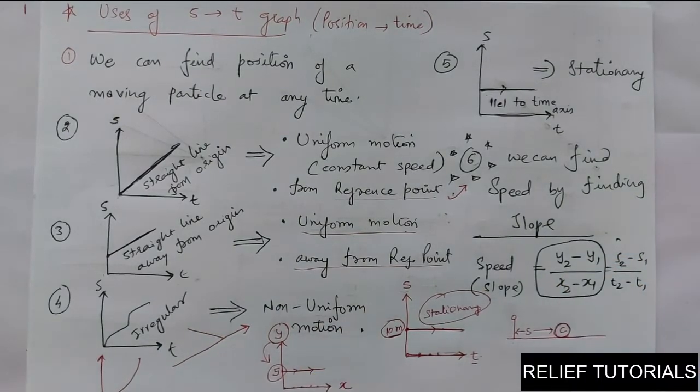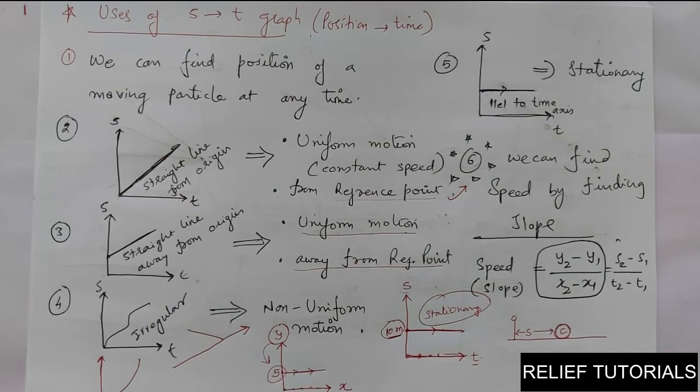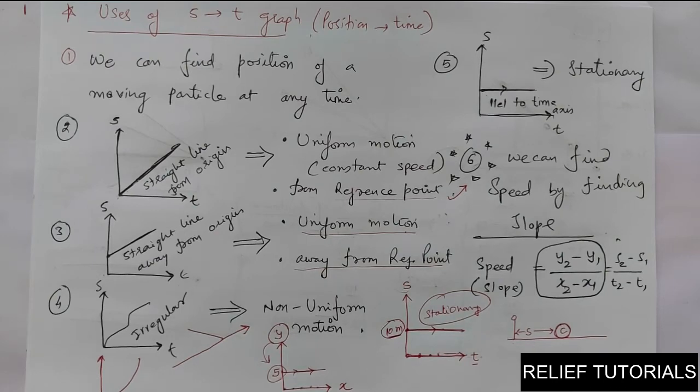This is the important thing to remember. To find the slope, we have discussed already that first of all, we have to select two points on the graph, and then only we can go for the formula.